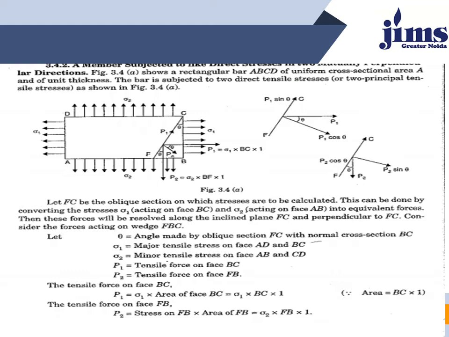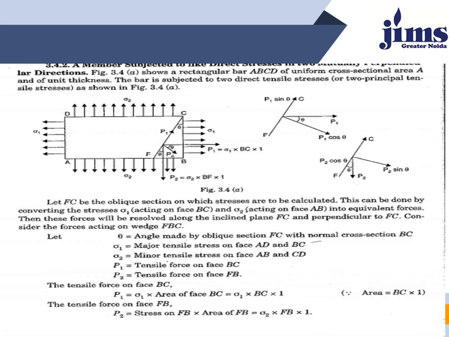This can be done by converting the stresses sigma 1 and sigma 2 into equivalent forces. Then these forces will be resolved along the inclined plane FC and perpendicular to FC. Consider the forces on the element FBC. Let theta be the angle made by the oblique section FC with the normal cross section BC. Sigma 1 is the major tensile stress on the faces AB and CD. Sigma 2 is the minor stress on the faces AB and CD. P1 is the tensile force on the face BC. P2 is the tensile force on the face FB.